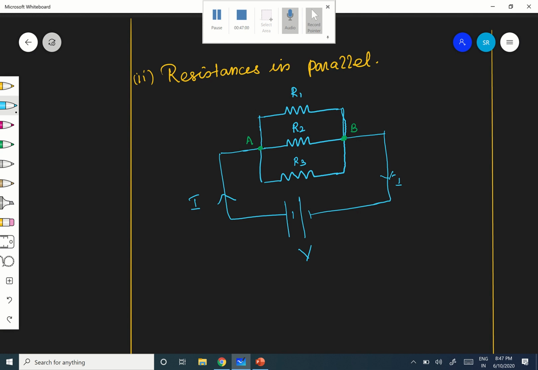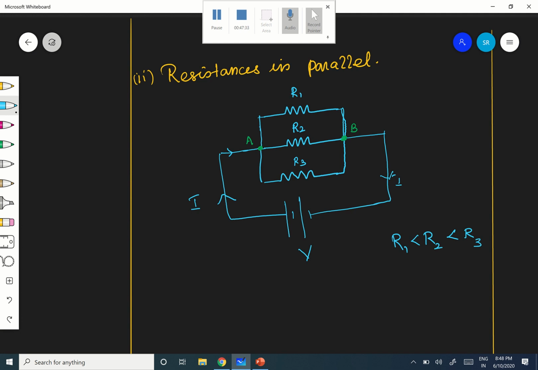Now you tell me, the current I is going up to A. After that, it has a choice, as branches are there. Once again, let me take R1 less than R2, and R3 just like that. Up to A, the current I is coming. After that, it has 3 branches. It will see which is the least resistance out of R1, R2, R3. Therefore, more current will flow through that.